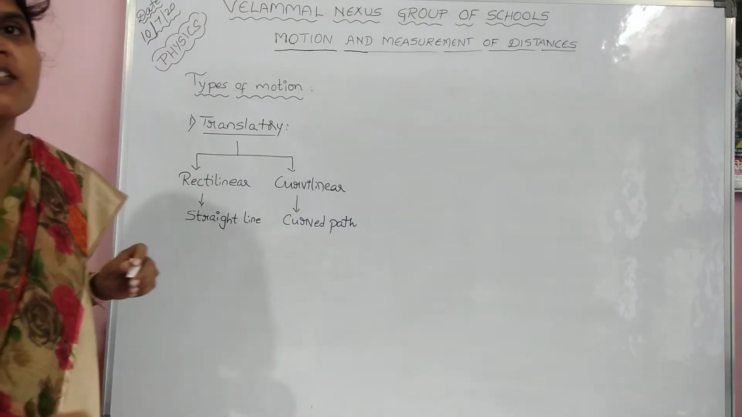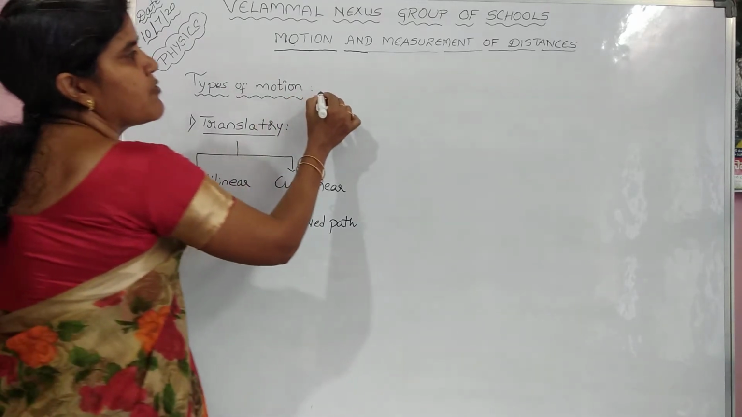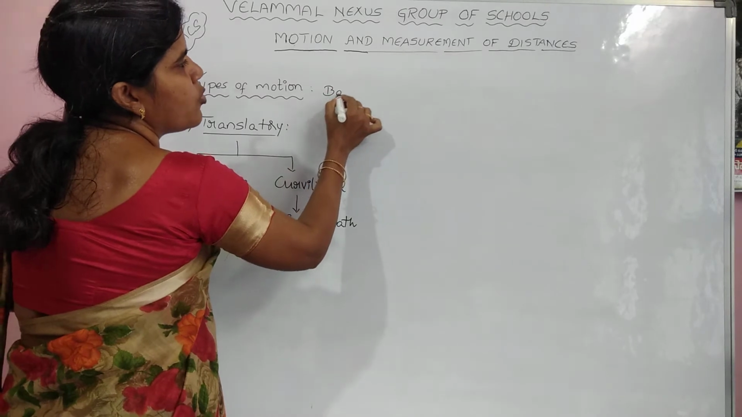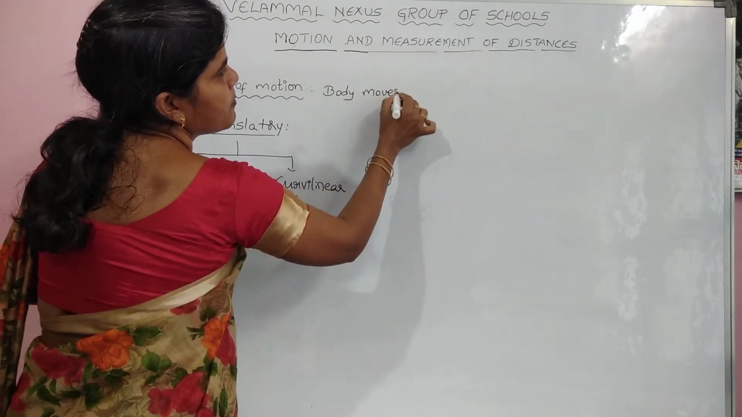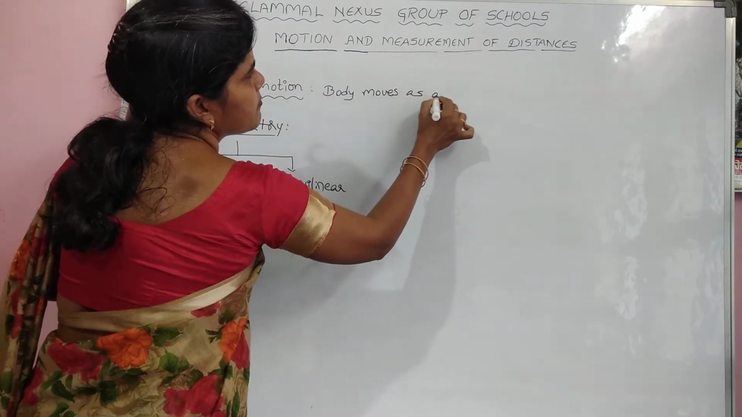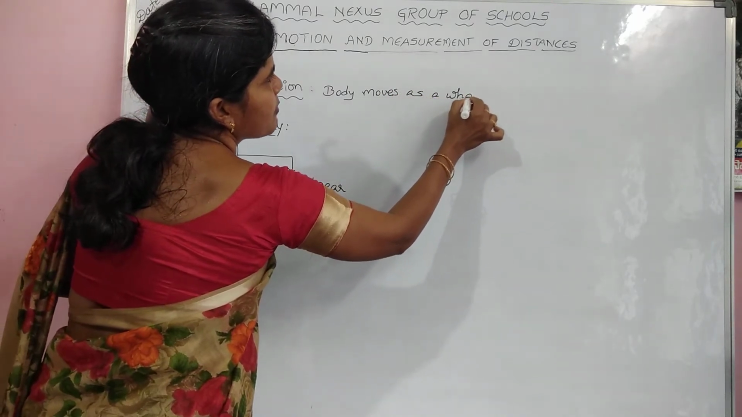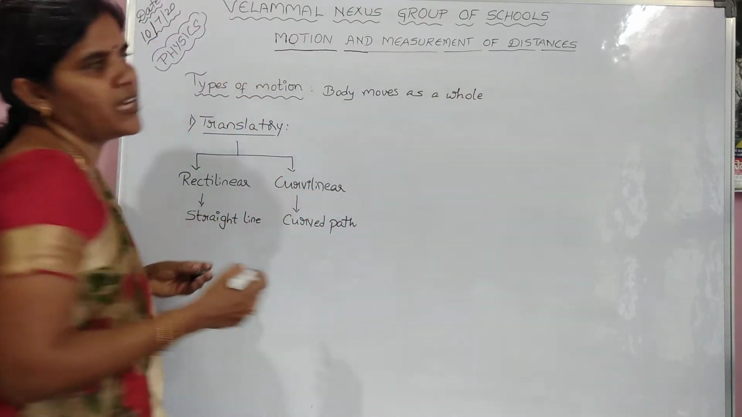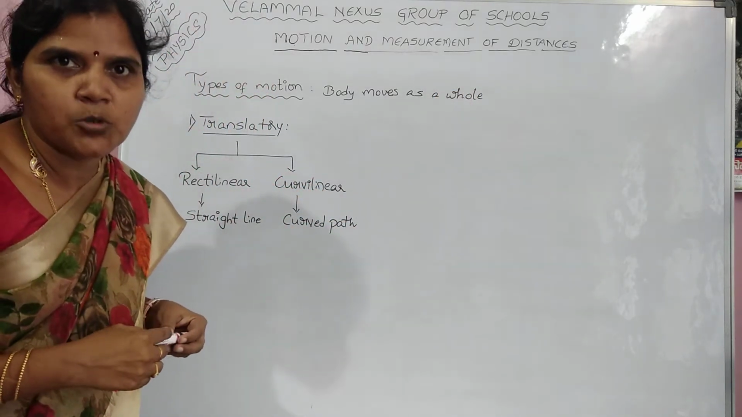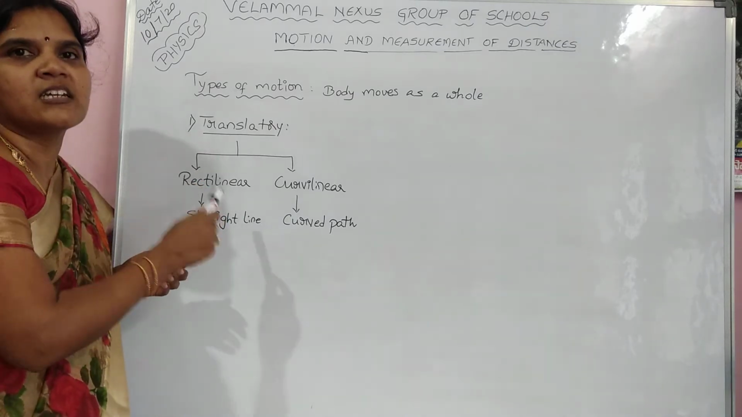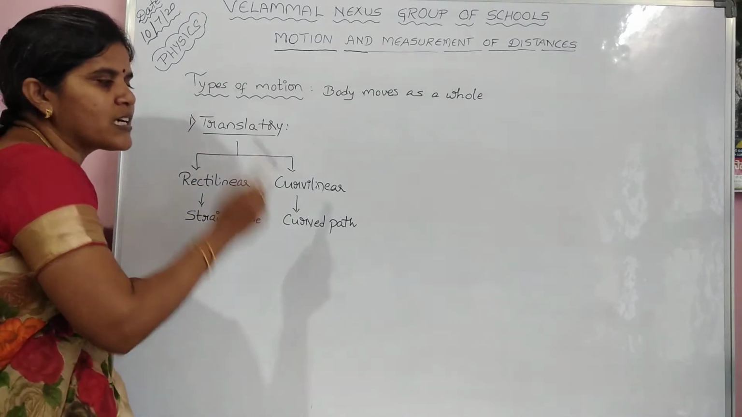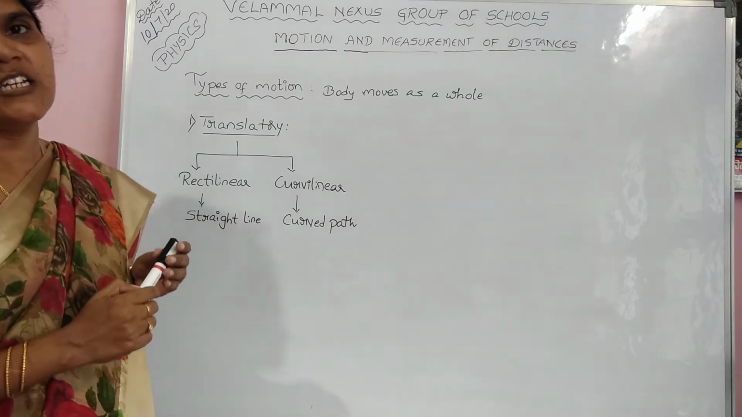I repeat children, what is translatory motion? If a body moves as a whole, when a force is applied on a body, when we push a body, then it is a translatory motion. If it moves in a straight line path, then it is a rectilinear motion. If it moves in a curved path, then it is a curvilinear motion.